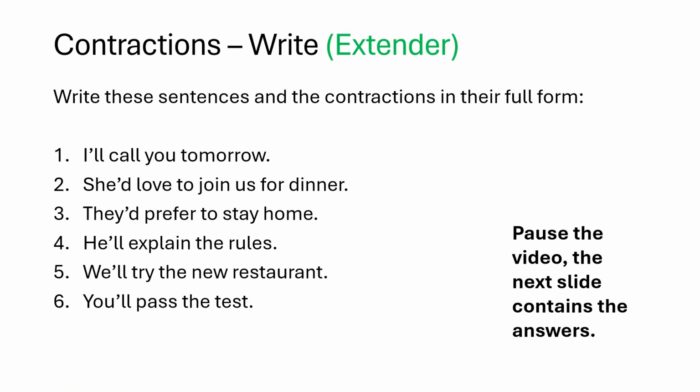Here is an extender for anybody who would like a challenge. Write these sentences and the contractions in their full form. 1. I'll call you tomorrow. 2. She'd love to join us for dinner. 3. They'd prefer to stay home. 4. He'll explain the rules. 5. We'll try the new restaurant. 6. You'll pass the test. Pause the video. The next slide contains the answers.